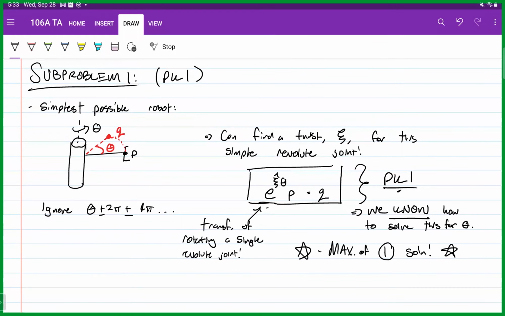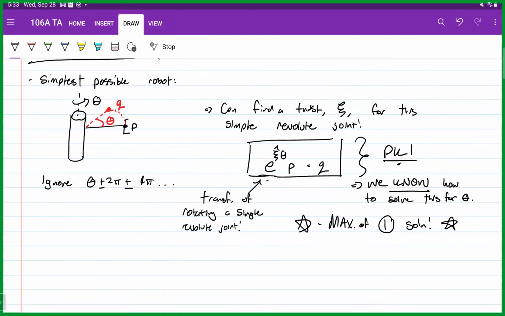This is a simple robot joint. We know that this is something that pops up a lot when we're looking at our questions, right? Most of our robots are composed out of these simple revolute joints. So this is something important to think about, right? So this is a great solution, right?